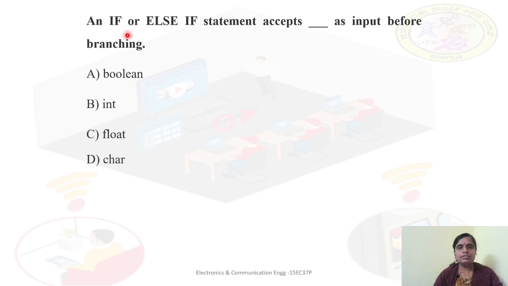Now here is one question related to your if or else if statements. An if or else if statement accepts dash as input before branching. Whenever an if statement is written, it is going to test a test expression. If the test expression comes out to be true, then it is going to enter the body of the if or else if. If it is false, it goes out of that and directly executes the next statement. Once I say it is true or false, it means that it will have two values. So what type of input before branching? It is a Boolean input, isn't it? So here it will be a Boolean input.